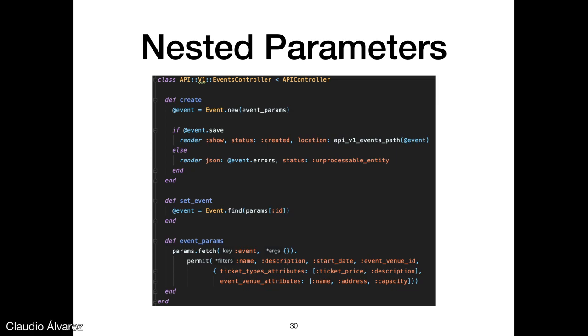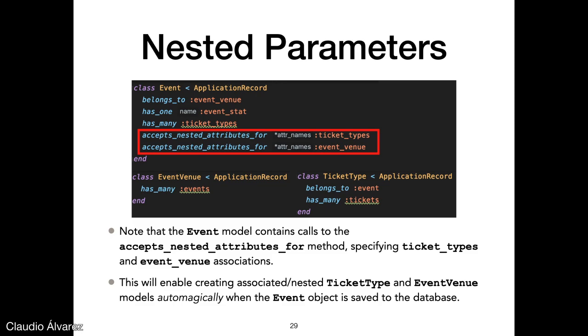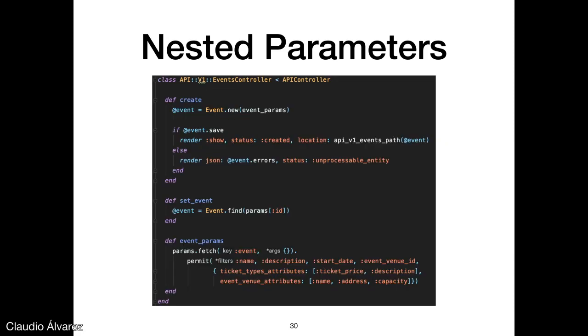Y también estamos permitiendo que esto contenga adentro arreglos con ticket types y event venues, ¿ya? Entonces fíjense, ticket types aparece con un attributes concatenado en la clave, ¿ya? Ticket type attributes. ¿Y eso es por qué? Porque esta definición accepts nested attributes for va a reconocer los atributos de ticket types solo si es que en permit se filtran los parámetros de esta forma, ¿ya?